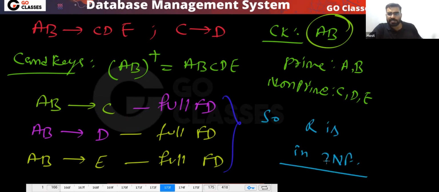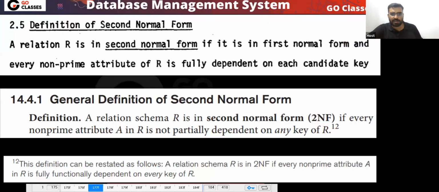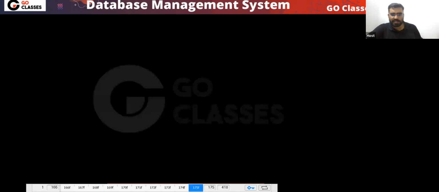Is this clear to everyone? So this relation is in 2NF. Okay, let's move on. Now let's see the next question. Let me create A, B, C, D.